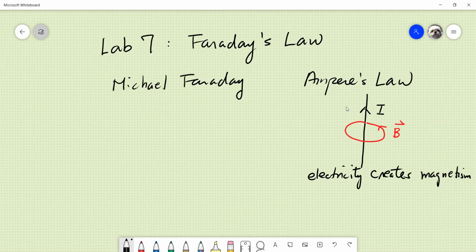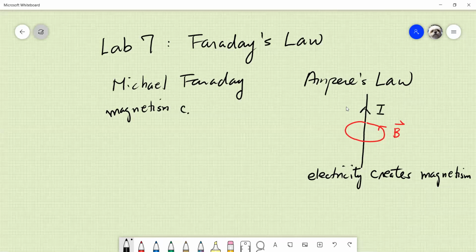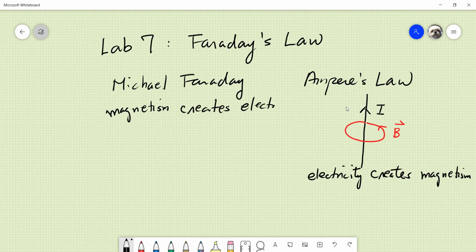Michael Faraday thought about whether magnetism can create electricity. In other words, can the magnetic field create the electric field? When you have an electric field, it means you have voltage, you have current. Make sense? Hello?